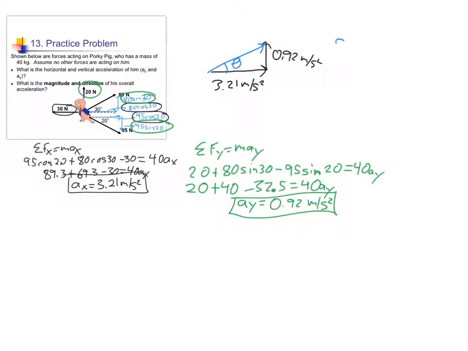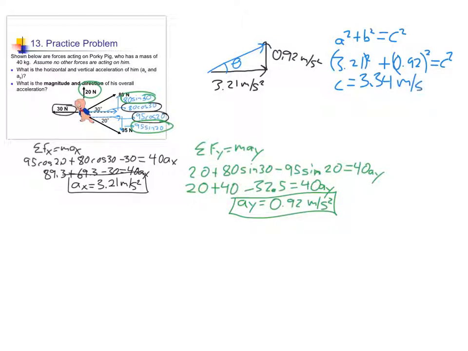To get the value of my hypotenuse here, it's going to be a squared plus b squared equals c squared. So 3.21 squared plus 0.92 squared is going to be equal to c squared. So I find that my hypotenuse here is going to be 3.34 meters per second squared.